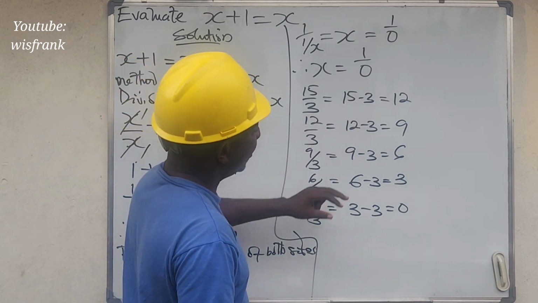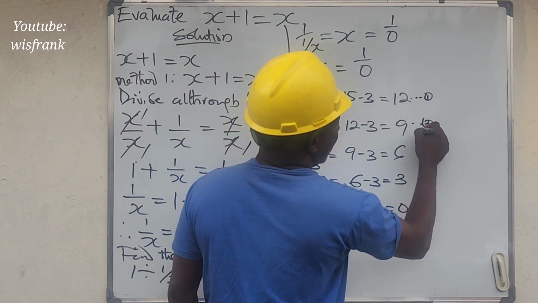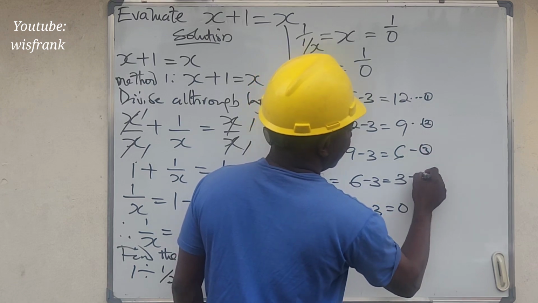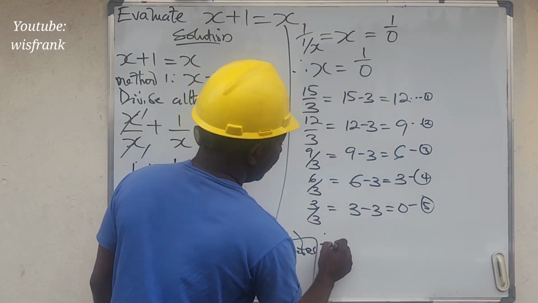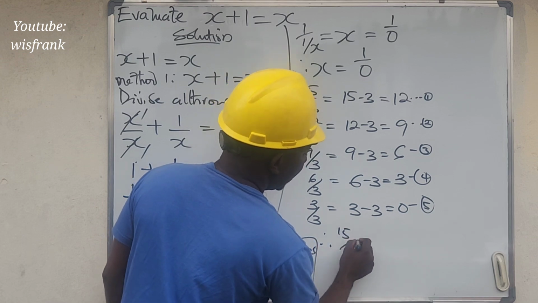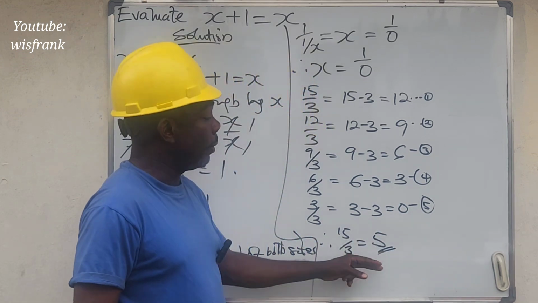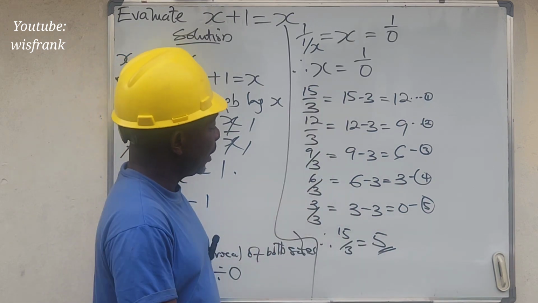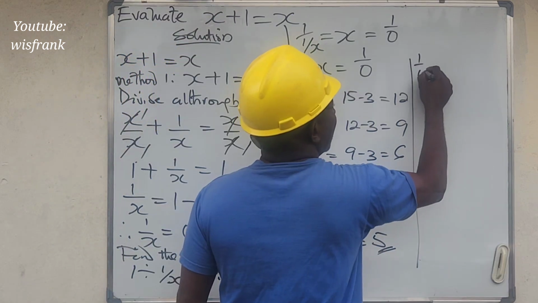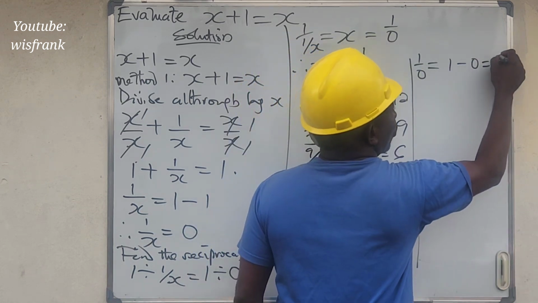From here, you can see that this is 1, this is 2, this is 3, this is 4, and this is 5. So, therefore, we have 15 all over 3 equals 5. This is what 15 all over 3 means. We have 5. Now, let's see the situation where we have 1 all over 0. This is the same thing as 1 minus 0, which equals 1.